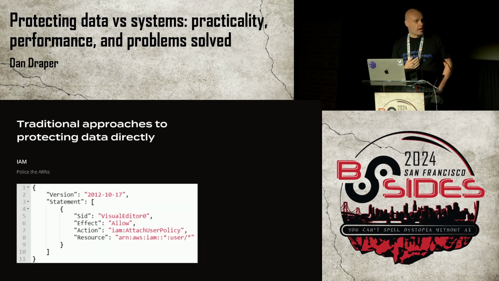And of course, we have our old favorite, IAM, and its equivalents in the other major clouds. We can police all the ARNs. IAM, I'm sure most of you are familiar with IAM if you haven't spent much time with it, lucky you. It's an effective system, but it comes with a number of challenges as well.